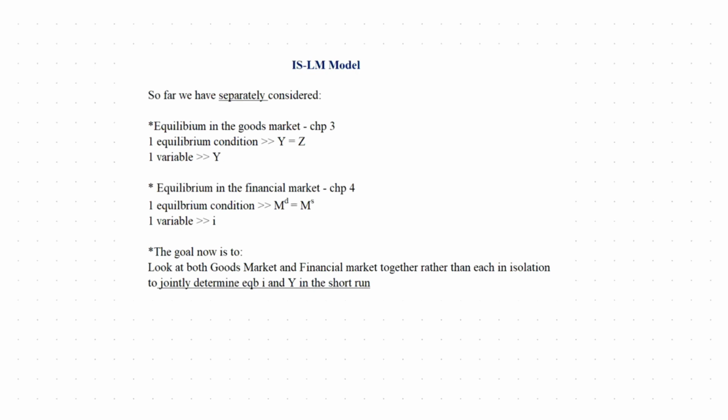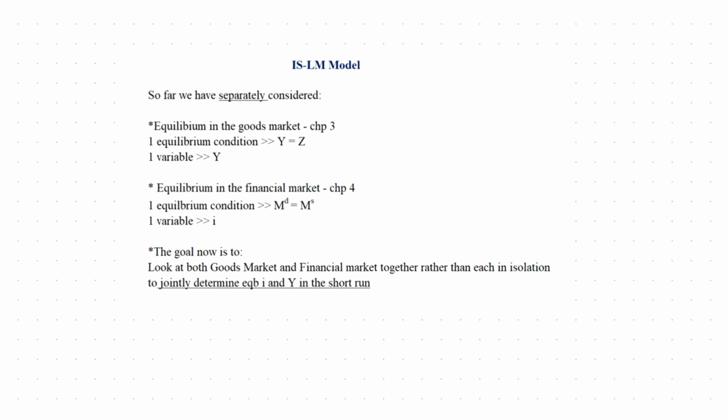We want to discuss chapter 5 from the text, which is the IS-LM model. So far, we have separately considered equilibrium in the goods market, which we looked at in chapter 3 of the text, where we had one equilibrium condition, Y is equal to Z, where Y is our output, Z is total demand for goods. So here we had one variable, Y.